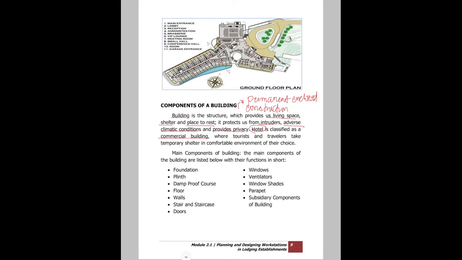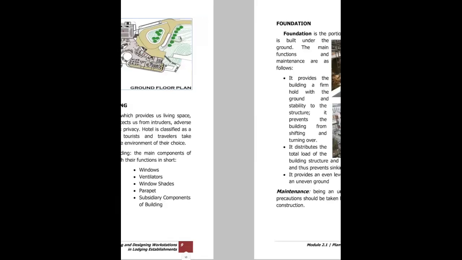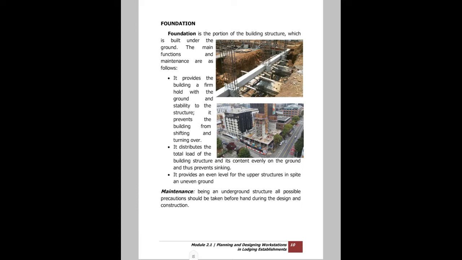Now, what are the main components of the building? Here are the following components of a building listed below. We have the foundation, plinth, damp-proof course, floor, walls, stair and staircase, doors, windows, ventilators, window shades, parapet, and subsidiary components of a building. So, we are going to discuss these components one by one. As I'm discussing, I hope you have your extra pen and paper with you so you can jot down notes to the specific information that I am going to reiterate.